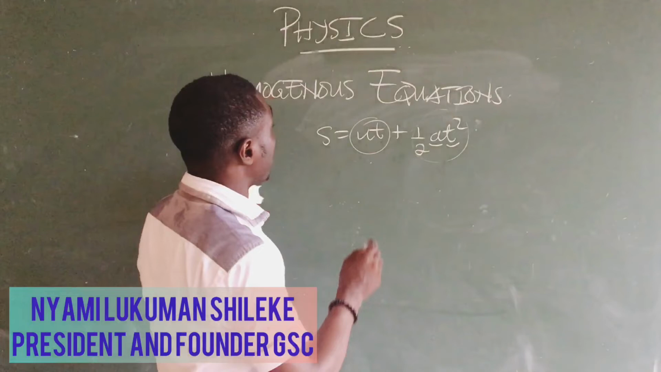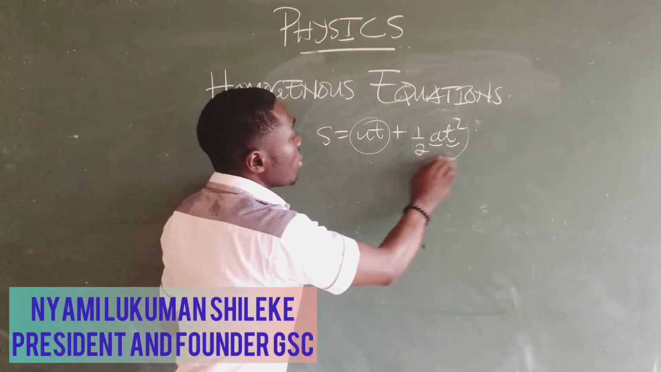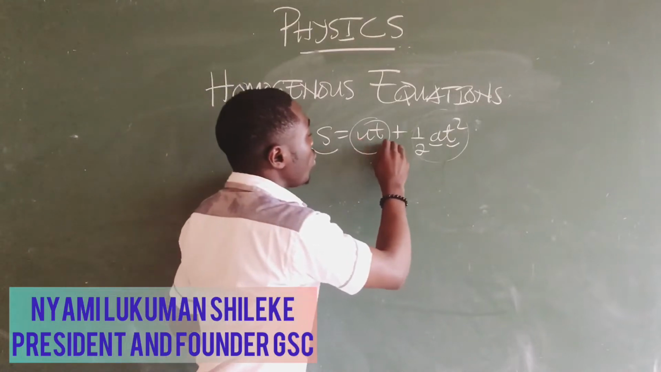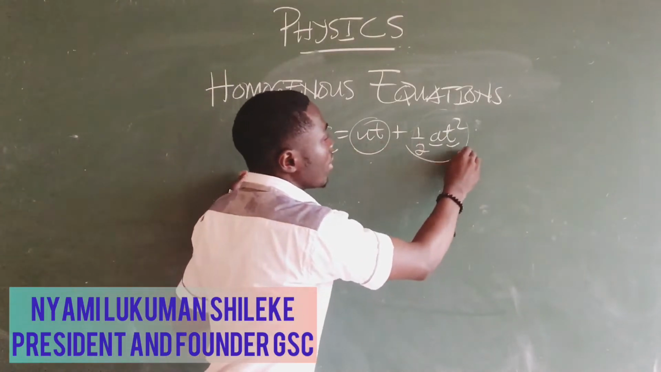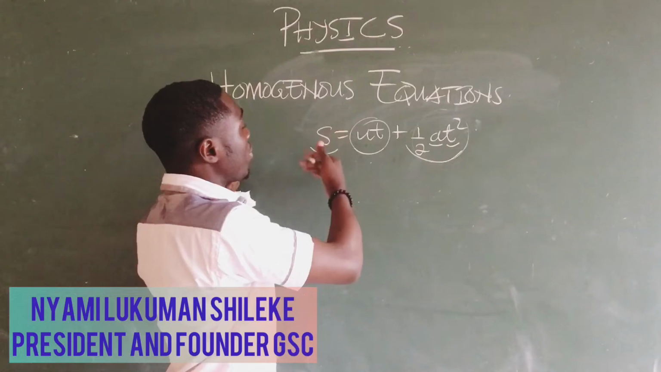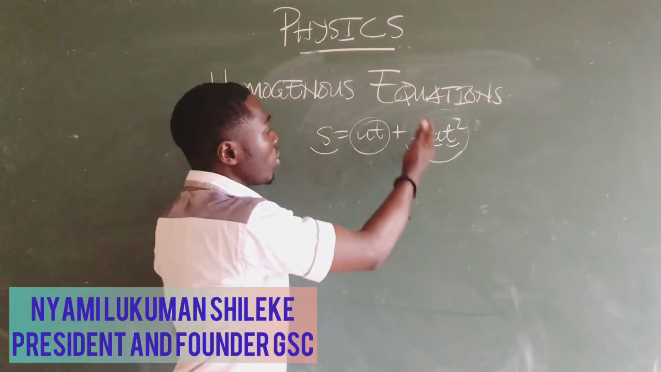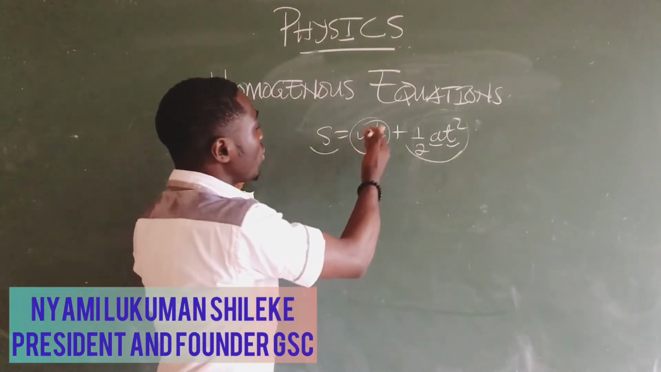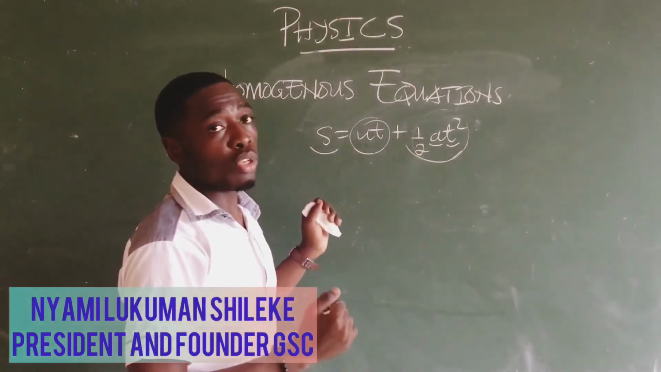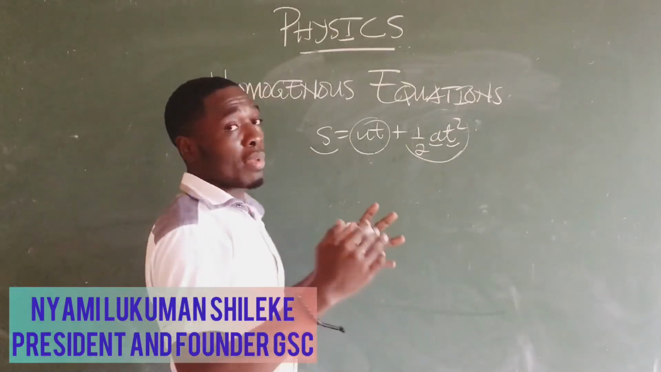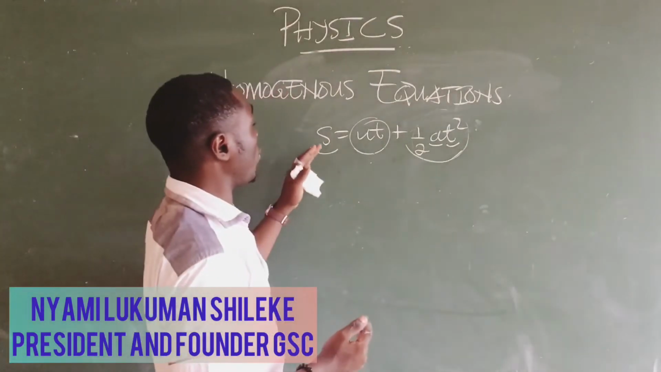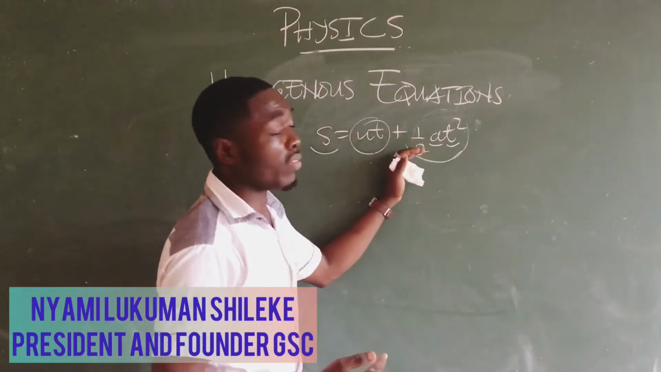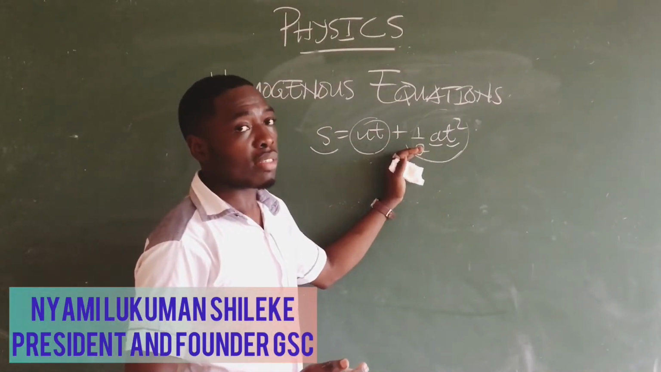Alright, so if this equation is homogeneous, therefore the unit of s will be equal to the unit of ut, equal to the unit of at squared. So you say the units of the terms of the left hand side are equal to the units of the terms of the right hand side. Or you say that it's an equation in which each term has the same units. Or if you want to use the method of dimensions, you say it's an equation in which the dimensions of the terms of the left hand side equal the dimensions of the terms of the right hand side.